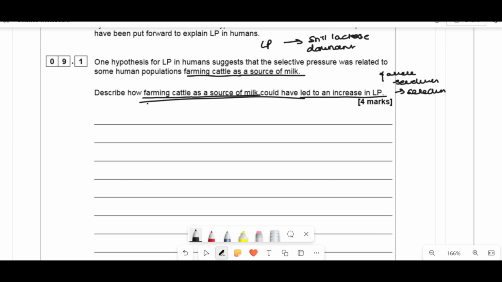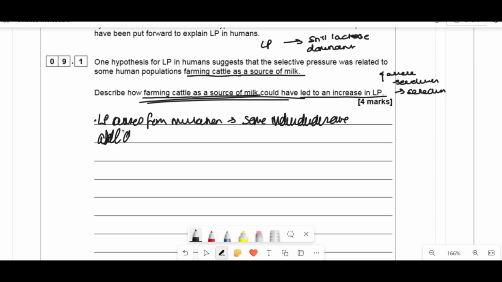So how has this led to an increase in LP? Well, first of all, the variation, the fact that some have LP and some don't, has to be due to mutation. So the LP allele arises from a mutation. And obviously they've told you in the question that this is a source of milk and this is lactase, which hydrolyzes lactose. So clearly they've got mutations. So some individuals are able to digest lactose from milk versus others. The ones that can obviously now have more nutrients.